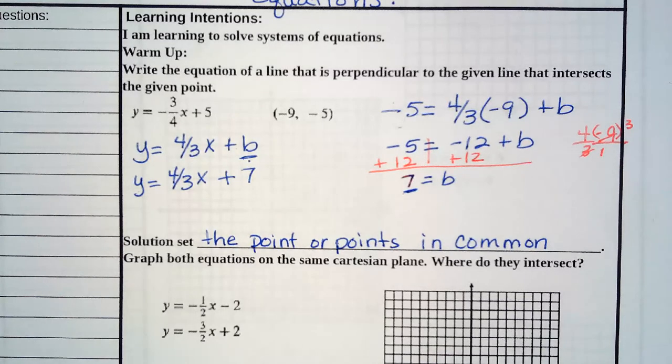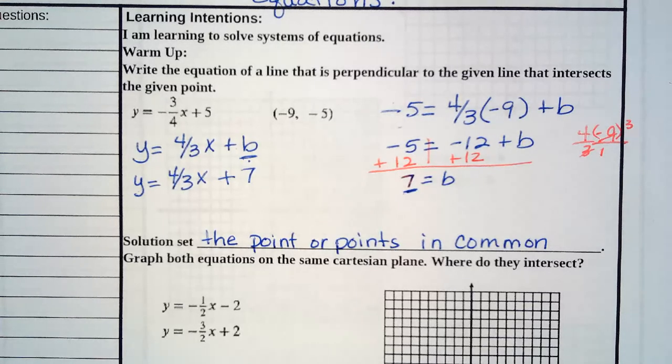Well, what if they're parallel? How many points in common do they have? If they're parallel, there's no points in common. They will never intersect, and there will be no solution set. It'll be the empty set.